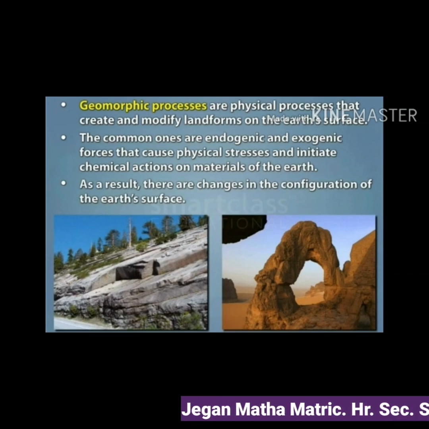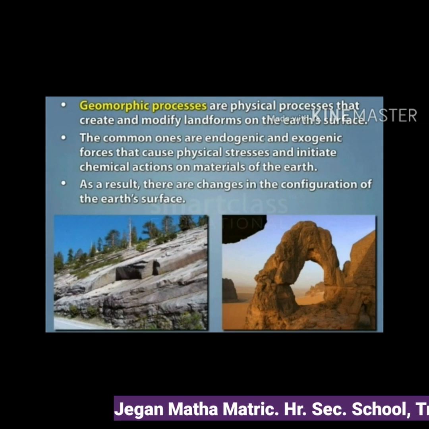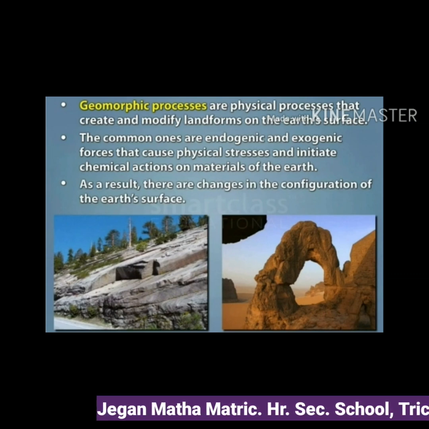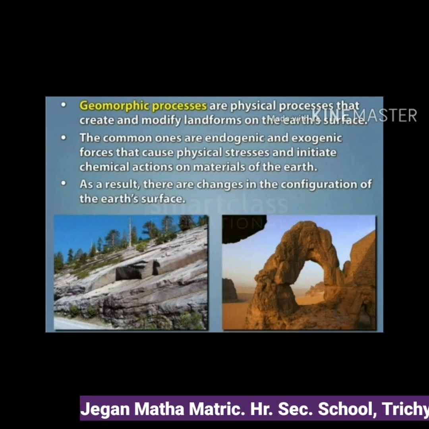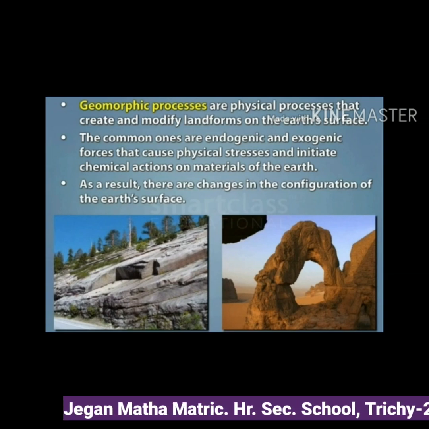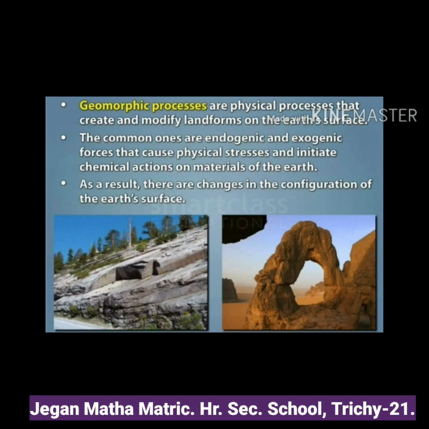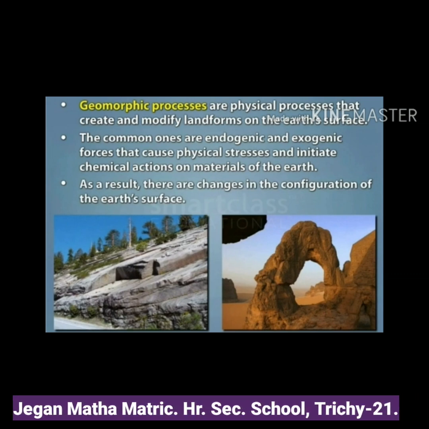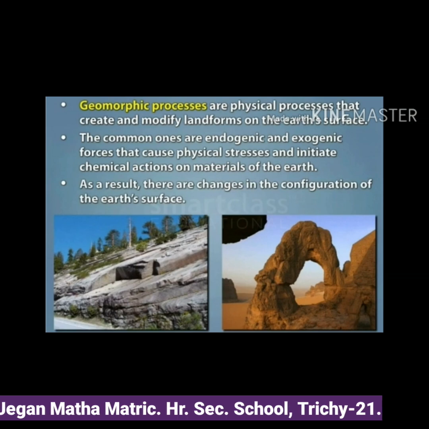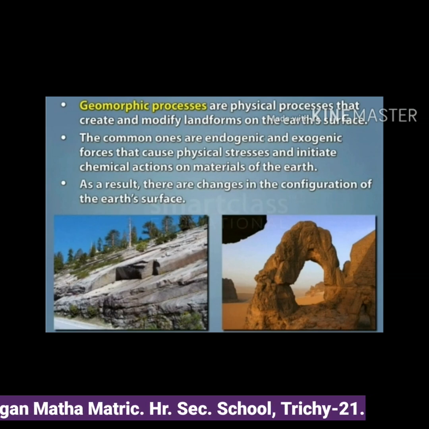Geomorphic processes are physical processes that create and modify landforms on the earth's surface. The common ones are endogenic and exogenic forces that cause physical stresses and initiate chemical action on materials of the earth. As a result, there are changes in the configuration of the earth's surface.